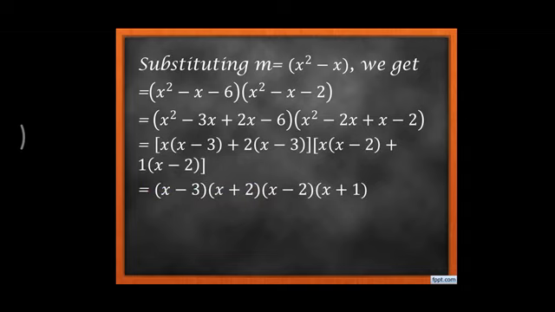So from the first bracket we have (x − 3)(x + 2), and in the last brackets we have (x − 2)(x + 1). So (x − 3)(x + 2)(x − 2)(x + 1) are the factors of the given polynomial. Okay.